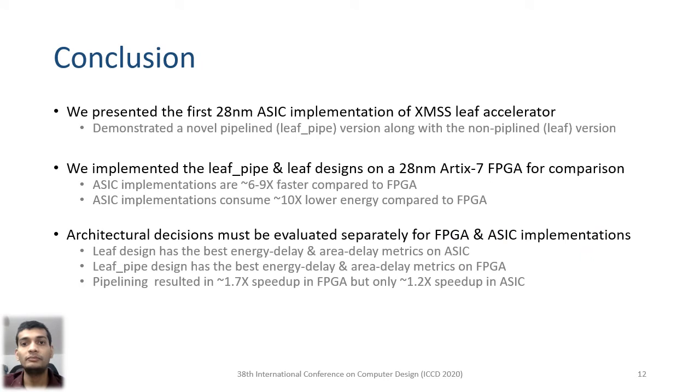To conclude, we presented the first 28nm ASIC implementation of the XMSS Leaf accelerator. We implemented 2 versions of the accelerator, namely Leaf and LeafPipe, and showed that the ASIC implementation is 6 to 9 times faster and consumes an order of magnitude lower energy compared to the FPGA implementation. Our results also showed that architectural decisions must be evaluated separately for the ASIC and FPGA, as there could be significant differences in the delay and energy trade-offs.